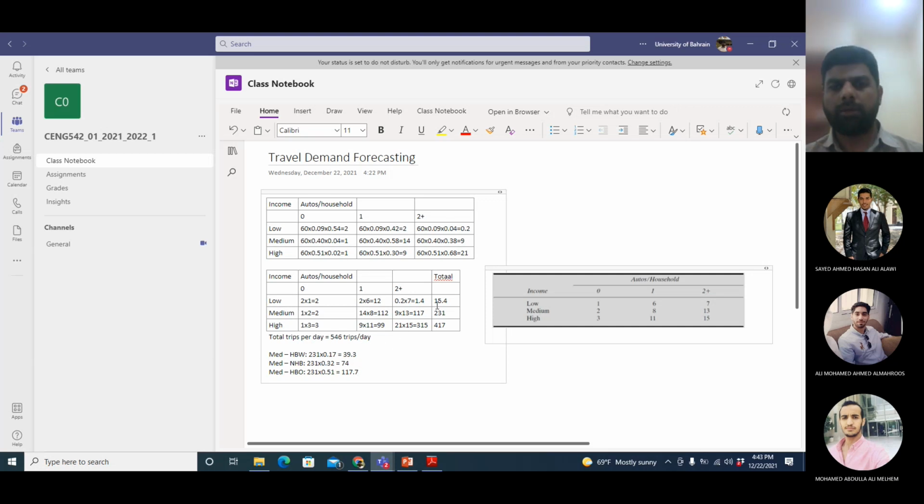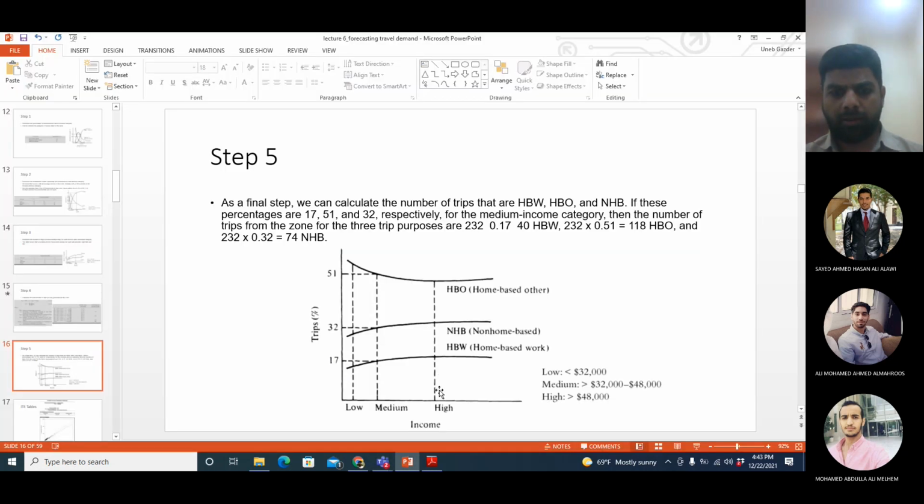And then you do the same thing for low income as well. So this will change, and the percentages will be taken from here. Obviously, I don't know the scale of the graph, so I cannot tell you the exact percentage, but for example, 15%, 30%, and the remaining, whatever you get, 15 and 30 will be 45, so this one will be 55%. And the same thing for high income as well. Maybe this is 19%, this is, I don't know, 34%, and then whatever is remaining will be home-based other.